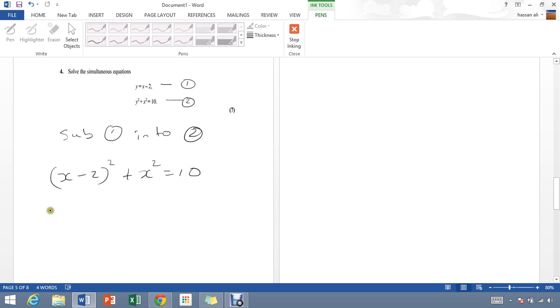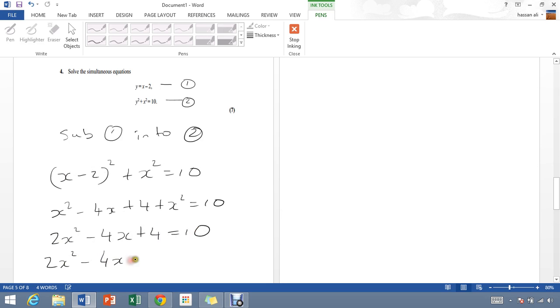Now if you were to expand this, that'll give you x squared minus 4x plus 4 plus x squared equals 10. I've just expanded this, okay? If you want, expand it as x minus 2 in brackets, times x minus 2 again in brackets. Alright, let's simplify what we can here. So we've got 2x squared minus 4x plus 4 equals 10. Bring the 10 over, so it'll be 2x squared minus 4x minus 6. All I've done is 4 minus 10.